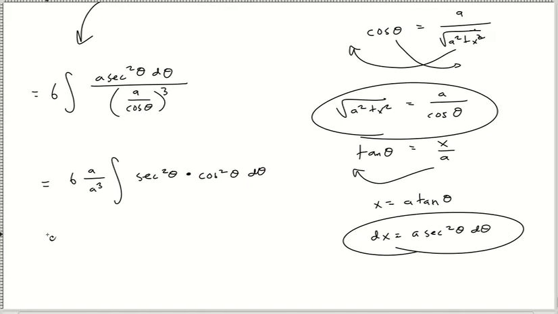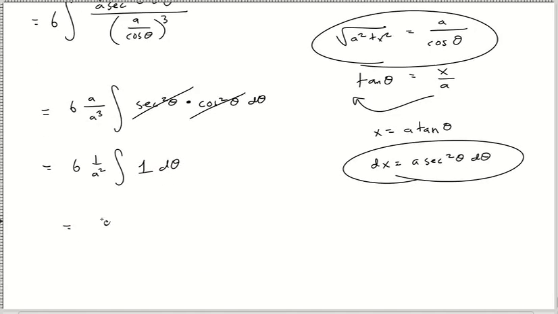Do you see something interesting? These guys cancel. Well, yeah, but is there something more interesting than that? These guys cancel. Yeah, exactly. This is 1 over cosine, and that's cosine. They cancel, make a 1 right there. Isn't that awesome? So this ultimately ends up being a pretty simple problem in the end.